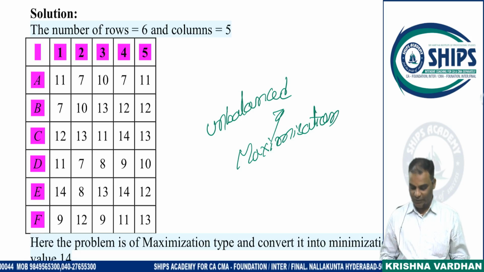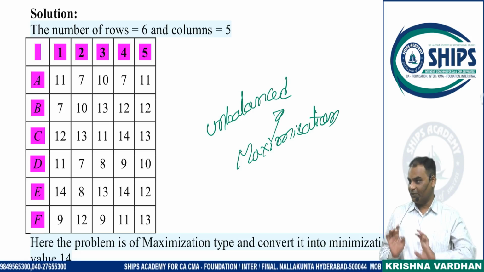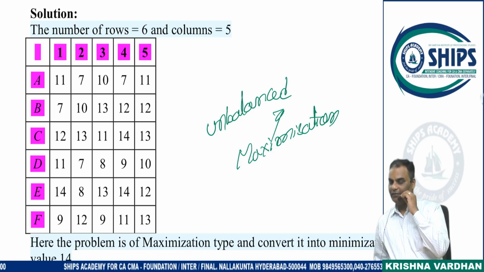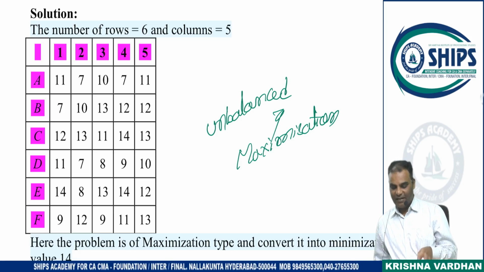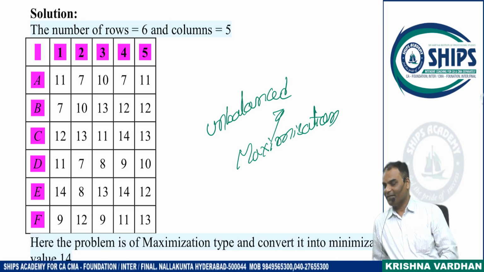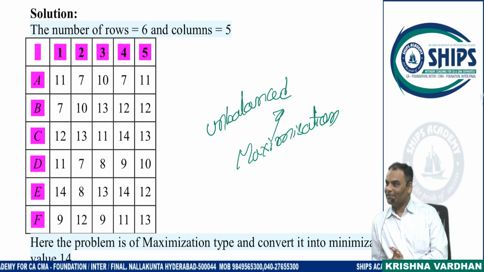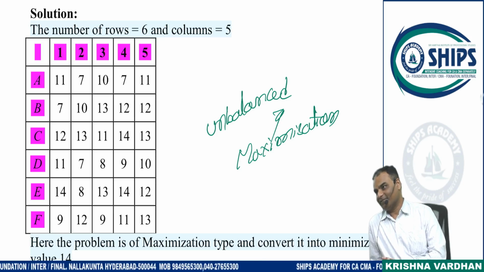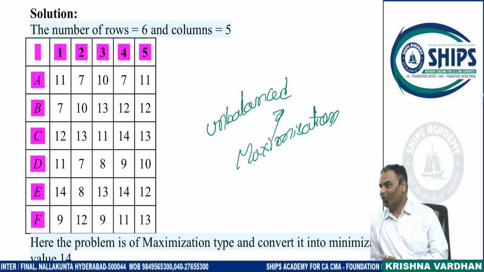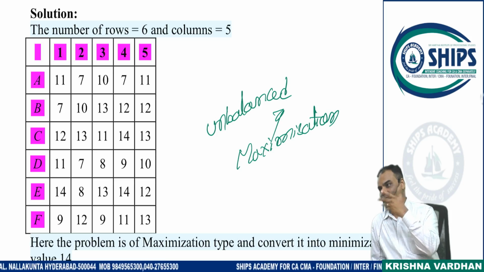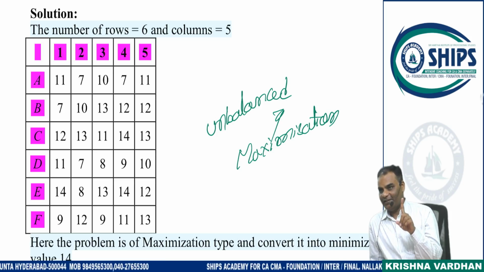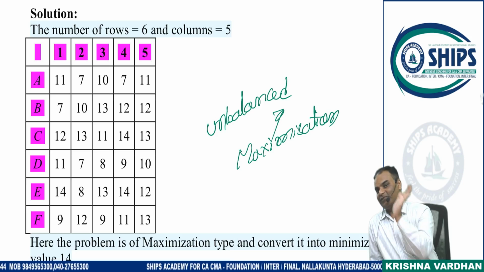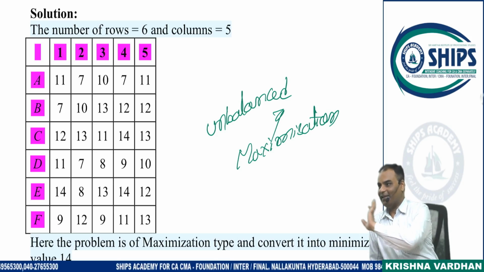Here what I wanted you to do, this is again a bit lengthy problem, so that's the reason I'm giving it to you as homework. First of all, I said it's unbalanced and maximization, right? Now the question arises, should I balance it first or convert maximization to minimization? Since you are doing it at home for practice, do both methods. First method: unbalanced, you will balance, then maximization to minimization, then you will apply the Hungarian method.